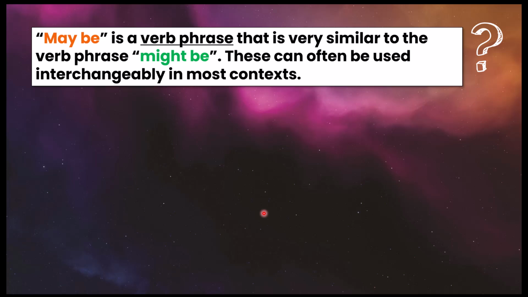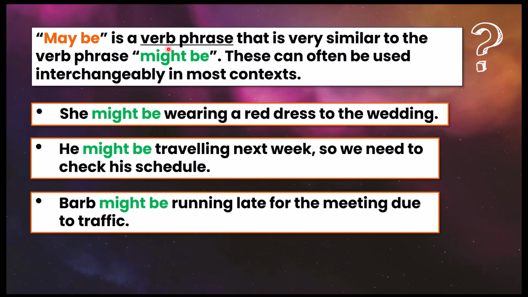And these can often be used interchangeably. So remember, maybe with no space is the same as perhaps, and may be is the same as might be. For example, she might be wearing a red dress to the wedding. So you could say she may be wearing or she might be wearing.